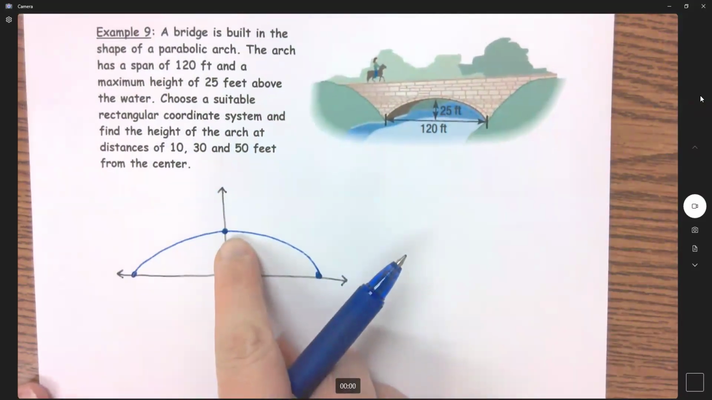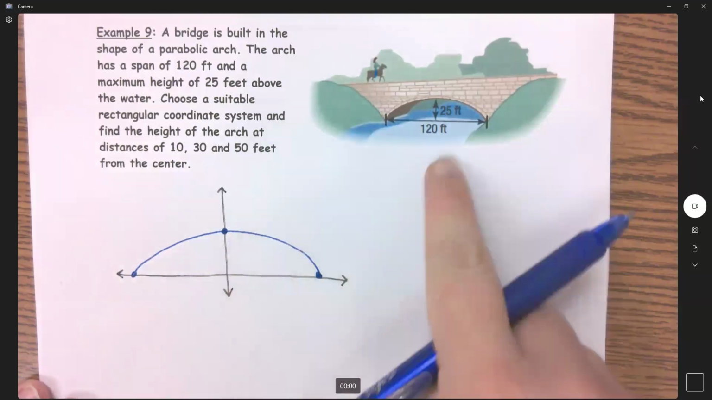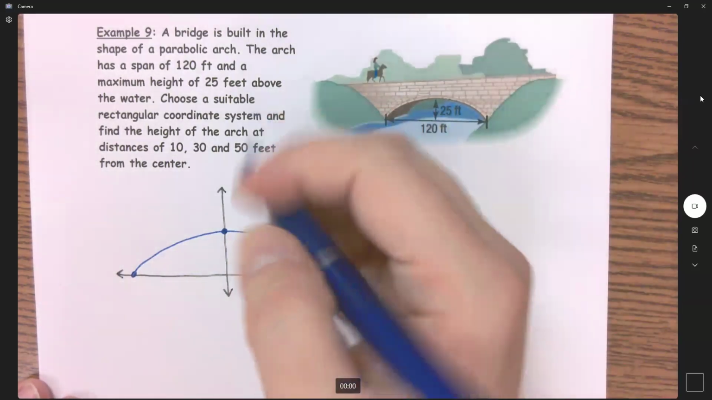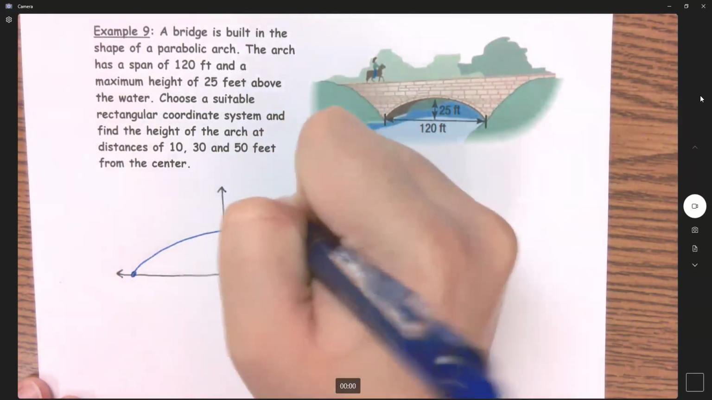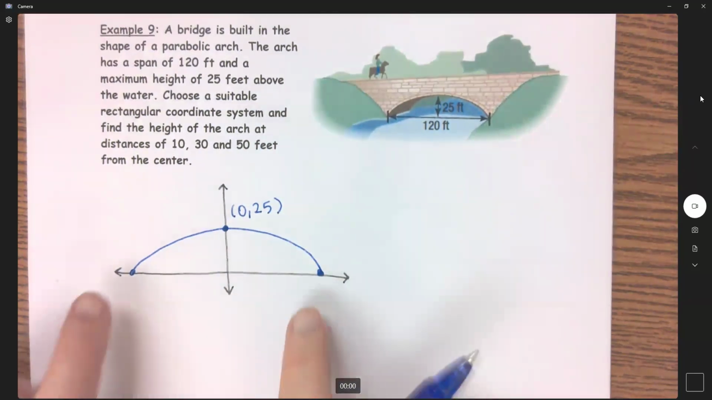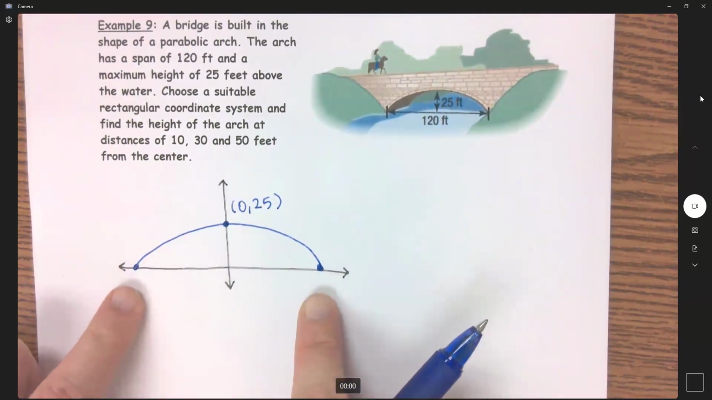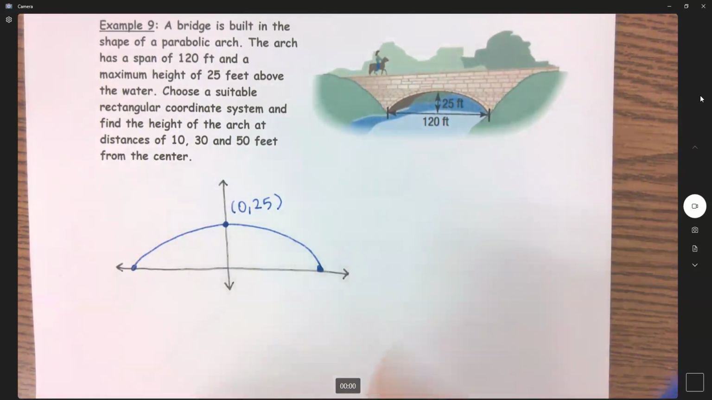First, we know that vertex. What would this ordered pair be right here if we know that the maximum height is 25? That's going to be 0, 25. And then we know both of these endpoints here. We only really need one.